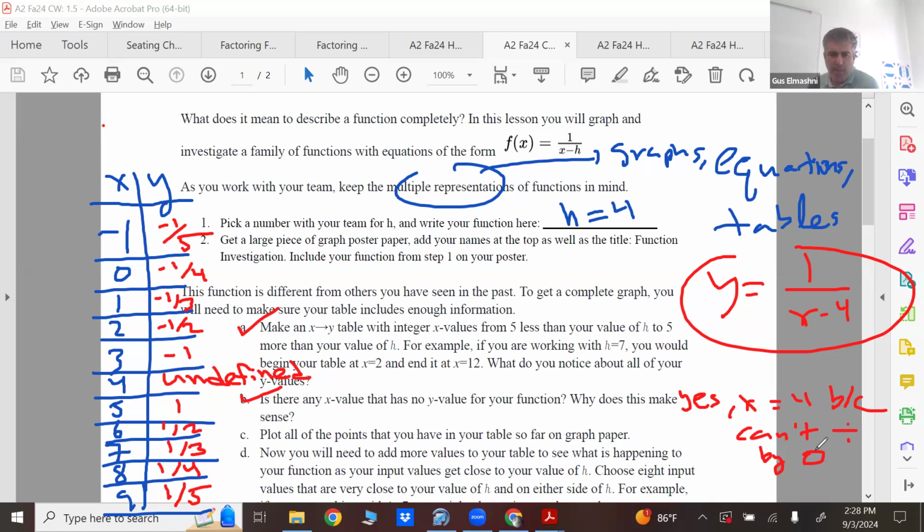Okay, now we're going to plot the points, but before we do that, any questions before I move forward? Usually when you investigate a function for the first time, the best thing to do is plug in numbers, because you've never graphed this kind of function before. You don't know what to expect. You don't understand how it behaves. It's okay. We're going to understand it.